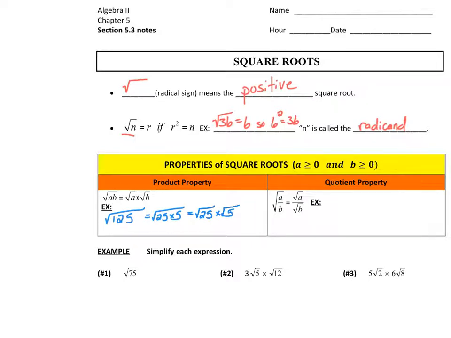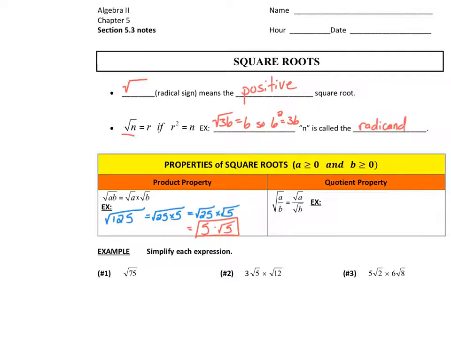And the whole reason we do this is because what is the square root of 25? It's 5. So this becomes 5 times the square root of 5. So that's why we do that. We can break it apart and we can get a perfect square times another number.